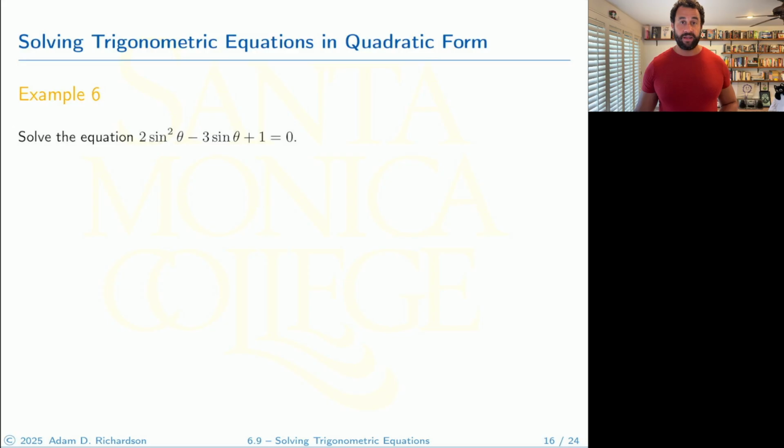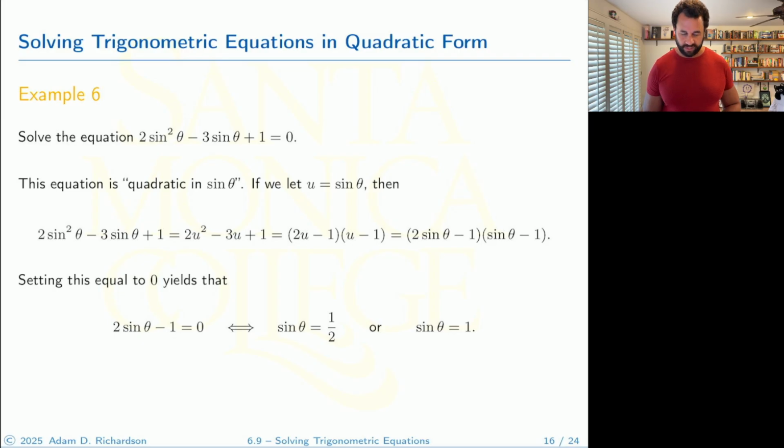Okay, all right. So maybe because we've seen this type of thing before in the past, you kind of recognize what's going on here. But this equation is, quote, quadratic in sine theta. In other words, it has a quadratic structure, but the variable that we're solving for is not the variable of the quadratic structure. The variable that is associated with the quadratic structure is sine of theta. So for example, if we let u be equal to sine of theta, then this expression on the left side becomes this right here.